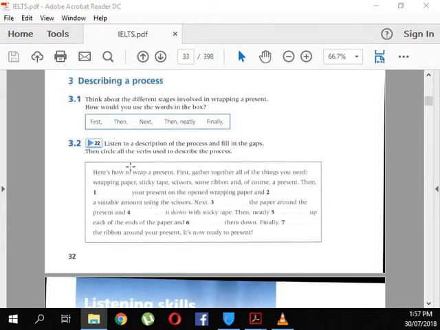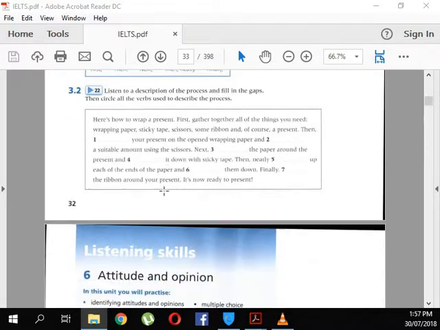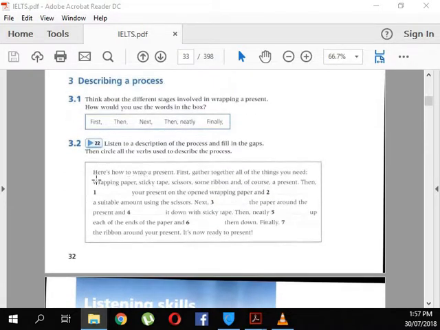Okay, so 3.2. Listen to a description of the processes and fill in the gaps. Then circle all the verbs used to describe the process. Here's how to wrap a present. First, gather all of the things you need: wrapping paper, sticky tape. You're going to listen to it and it's going to be clear, okay? Recording 22.